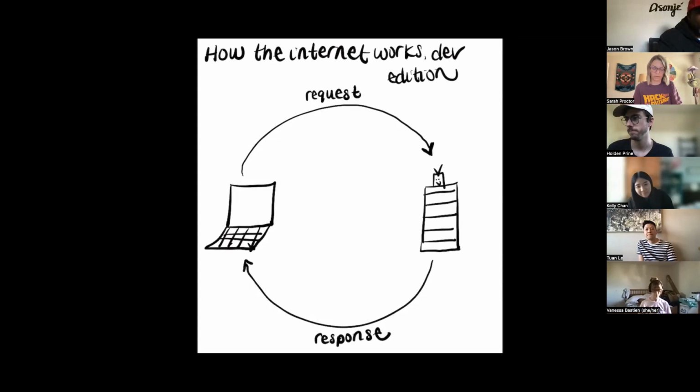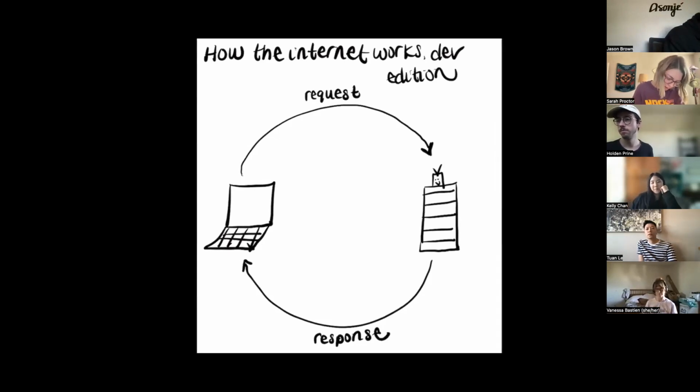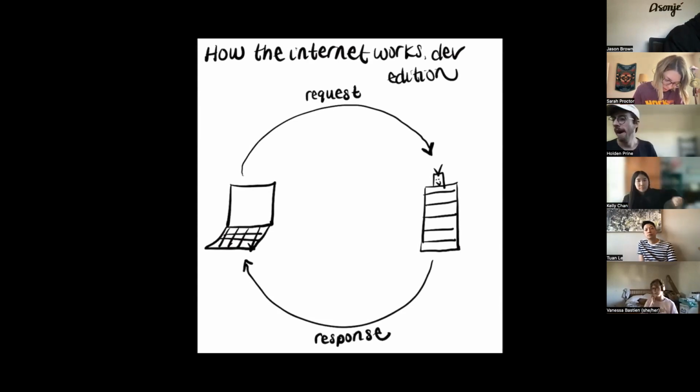Within this request-response cycle, each piece has two additional parts. So there are four main parts, two on the request and two on the response. So the request has a location and it has an action.